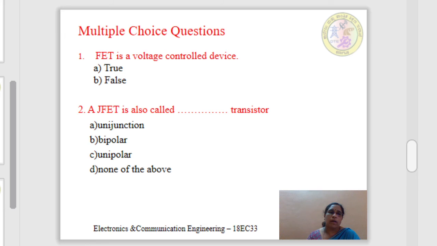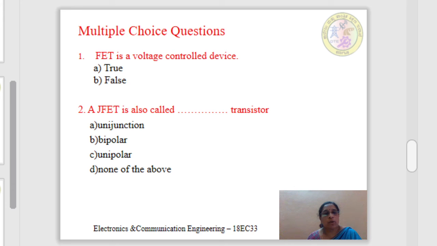Okay, so now based on the previous discussion, let us take some multiple choice questions. So let us check, are we able to find the correct answers. Now in the very first question, field effect transistor FET is a voltage control device, whether it is true or false. Obviously, field effect transistor is a voltage control device only. So the answer is A, that is true. The voltage is applied to the gate terminal, and because of that applied voltage, whatever electric field is created, that field in turn is going to control the current flow. So therefore the solution is A.